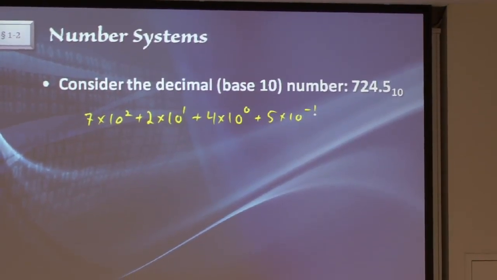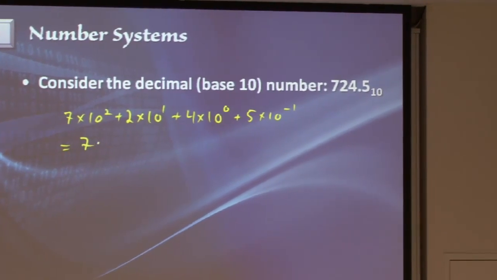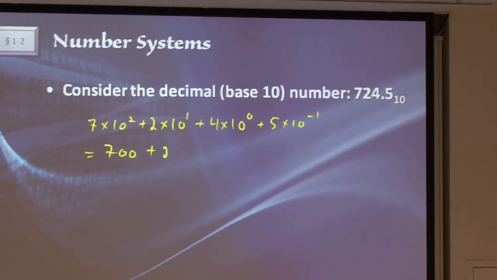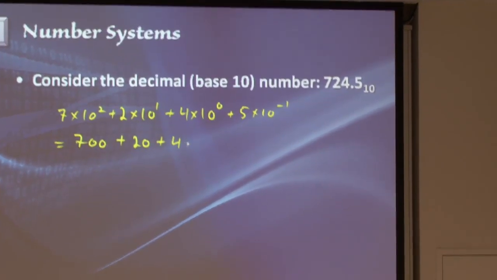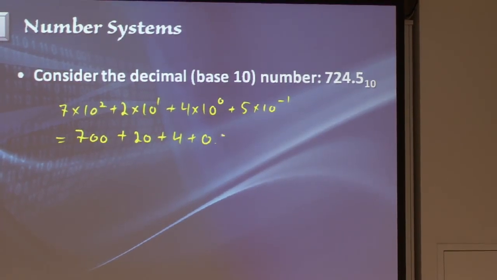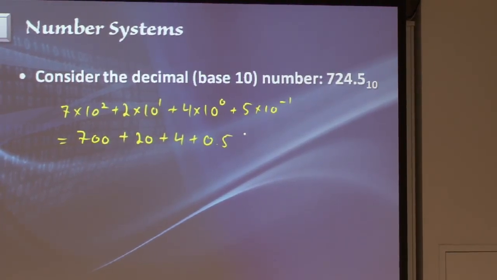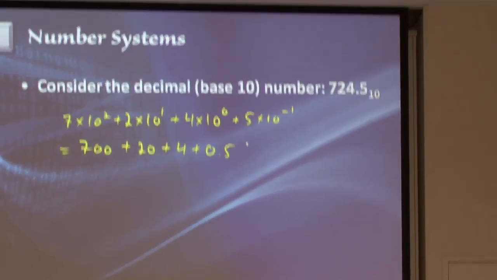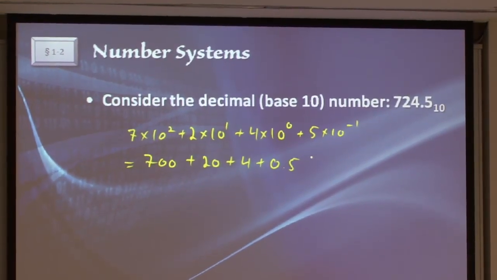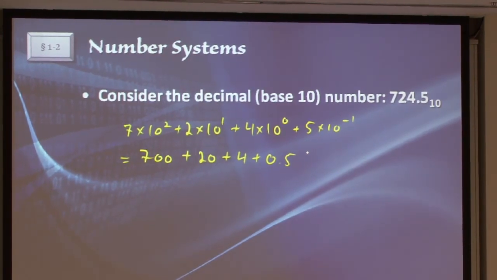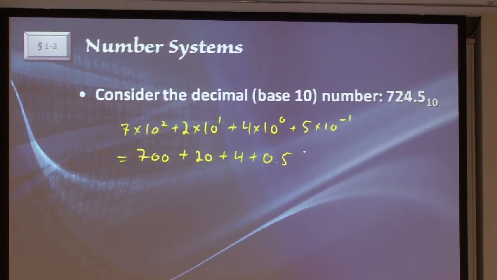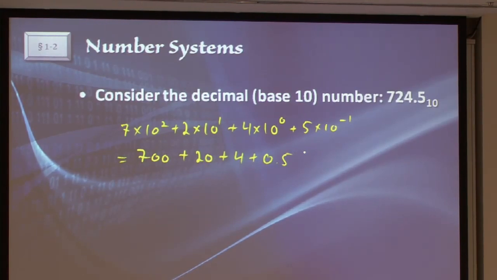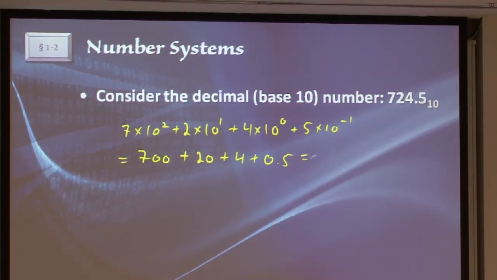Now this is fairly simple arithmetic. It'll just be 700 plus 20 plus 4 plus 0.5. How much is 10 to the minus 1? 1/10? Yeah? 5 times 1/10 is 5/10, which is a half, 0.5. We add them all together, we end up with our 724.5.